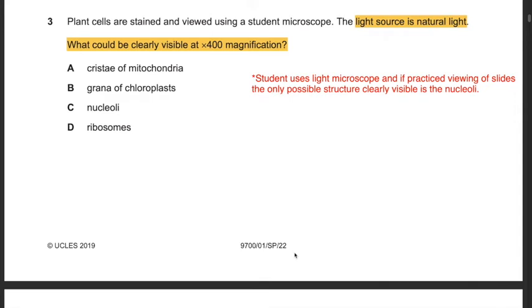Question 3. Plant cells are stained and viewed using a student microscope. The light source is natural light. What could be clearly visible at 400 magnification? This question seems to be very common in most of the papers, and if they mention light microscope and if you have practiced viewing of slides, the only possible structure clearly visible is the nucleoli. Therefore, the answer is C. The structure that is clearly visible at times 400 magnification would be the nucleoli.